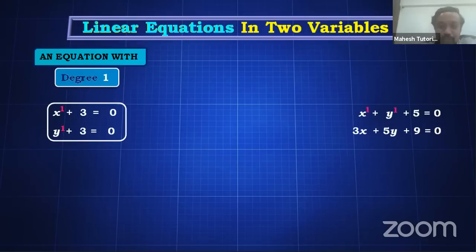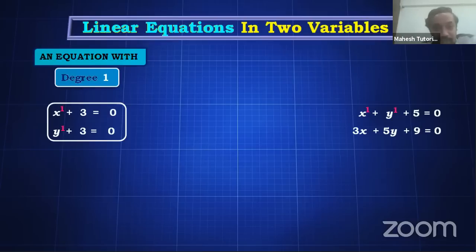Perfect. So the power of x is 1, and y is also 1. In that case, what would be the highest power? Perfect. The highest power is 1. If the highest power of the variable is 1, it means the degree is... Very good. The degree is 1. If the degree is 1, it means that this equation is a... Perfect. This equation is a linear equation. Quickly moving towards the last example.